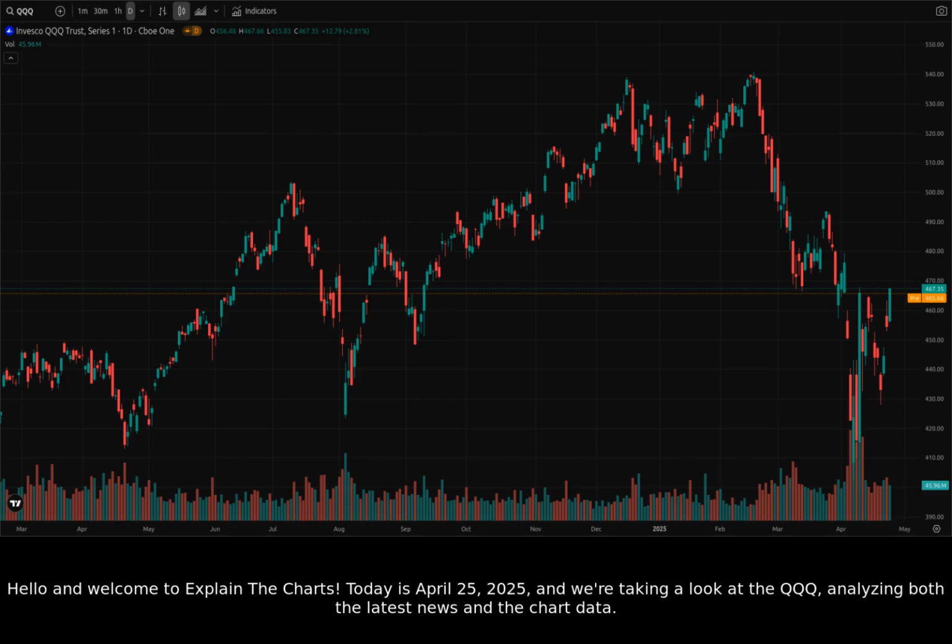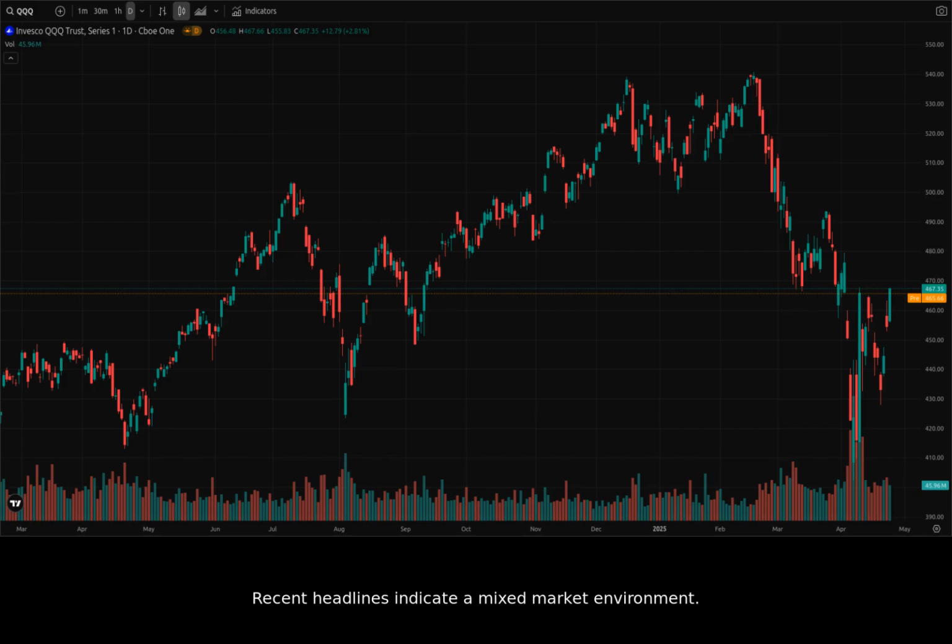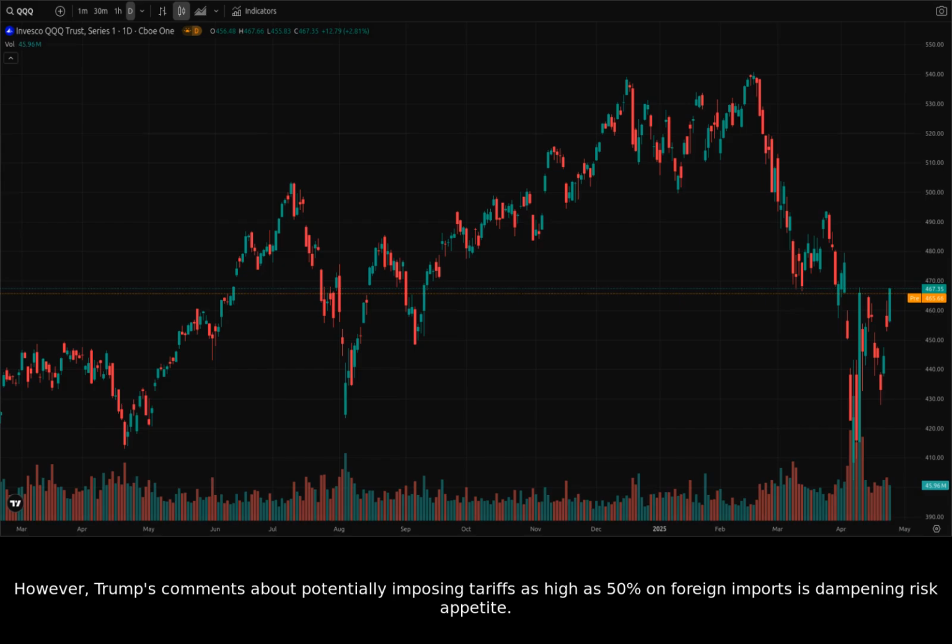Today is April 25th, 2025, and we're taking a look at the QQQ, analyzing both the latest news and the chart data. Recent headlines indicate a mixed market environment. Alphabet, Google's parent company, reported blowout earnings, leading to a surge in its stock price. However, Trump's comments about potentially imposing tariffs as high as 50% on foreign imports is dampening risk appetite.